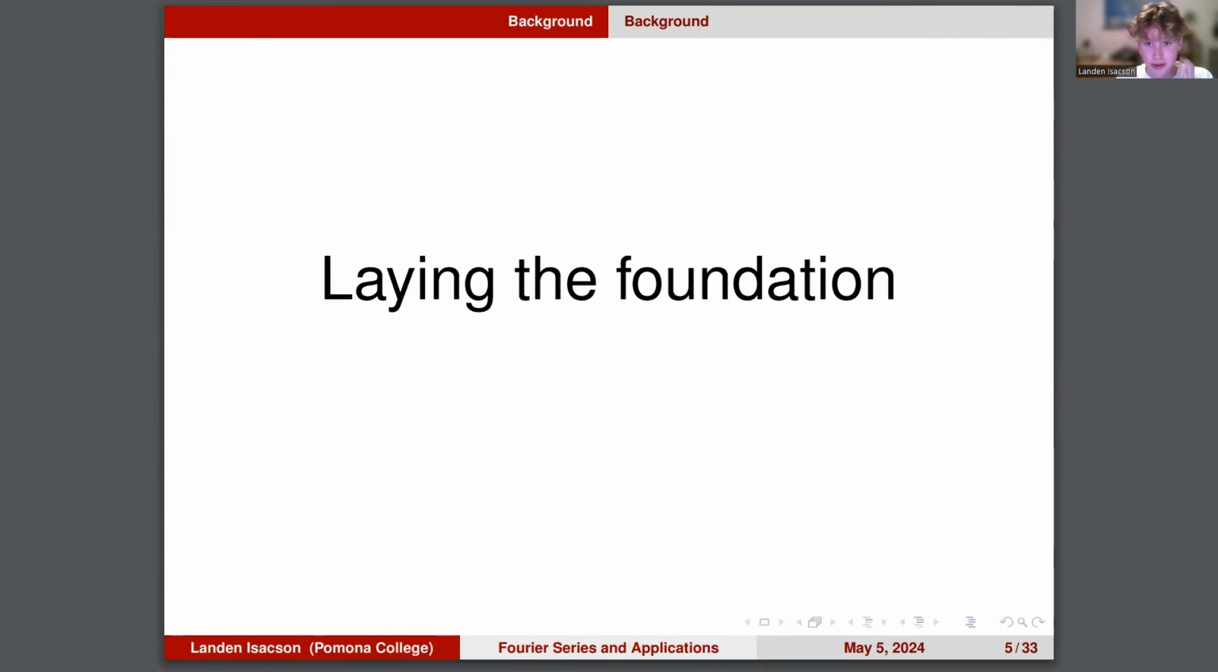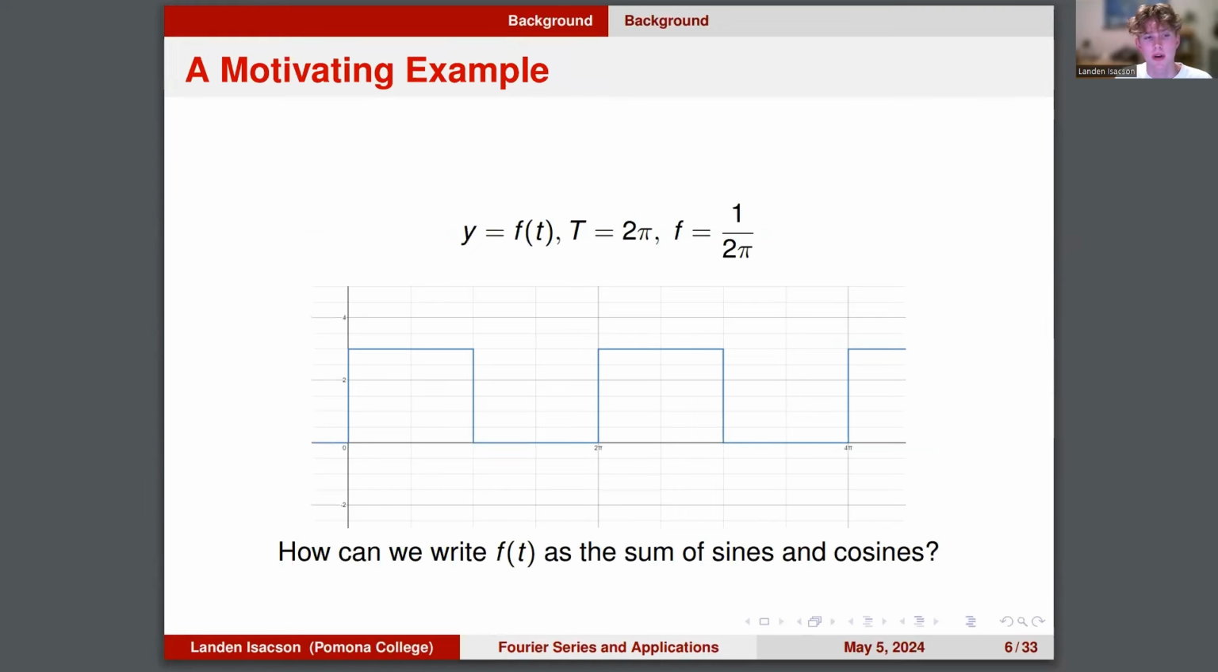This all might seem a little bit abstract, perhaps, so let's lay the foundation with a motivating example. Say we have this function f of t with period 2 pi and frequency 1 over 2 pi. As shown in the graph, it's a square wave. So the question we have is, how can we write f of t as a sum of trigonometric functions? I chose a square wave because it has applications in electronics, communications, audio and music, and many different areas. So this is a real problem that engineers or mathematicians would need to solve, although in this case, it's a little bit trivial.